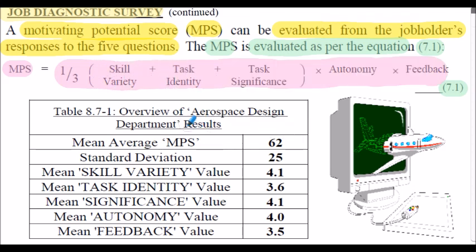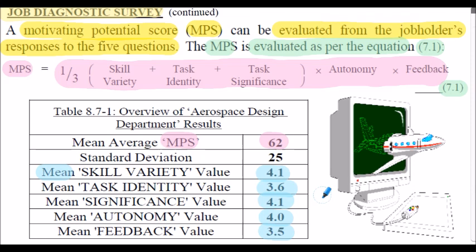Below I've just shown you the results for one department within the engineering organisation, and their mean average MPS value for all the workers in that department was actually 62. This value was then related to Hackman and Oldham's typical MPS scores for different industries and different jobs to determine whether the workers in this survey were considered to be highly motivated or not in their particular job roles. Here are the various values calculated from the results of the questionnaire for all employees within this particular department. So these are the mean values calculated.